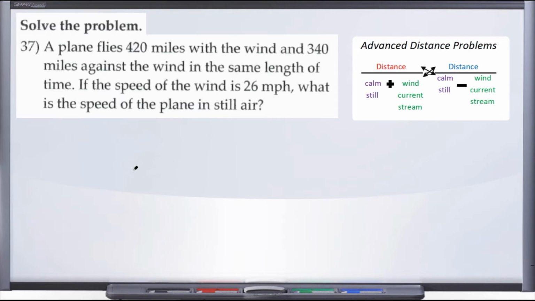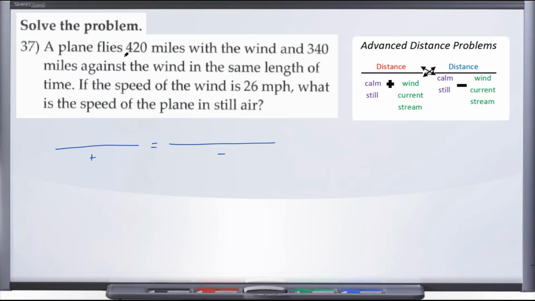All right, so 37, we've got ourselves another advanced distance problem. And usually, as soon as I know I'm dealing with one of these types of word problems, I go ahead and set up my model right away, meaning I draw my two fraction bars. I do a plus and a minus. I didn't do this last video, because we were explaining exactly what we were doing, but going forward I always set up my model, and that way it's ready to input the information as soon as I read it. So let's go ahead and do that.